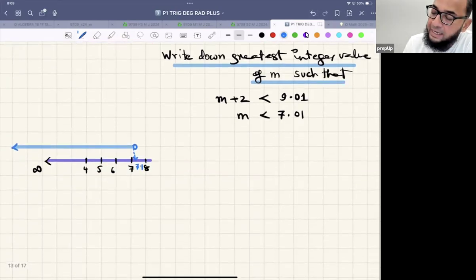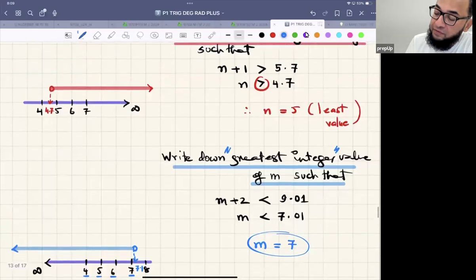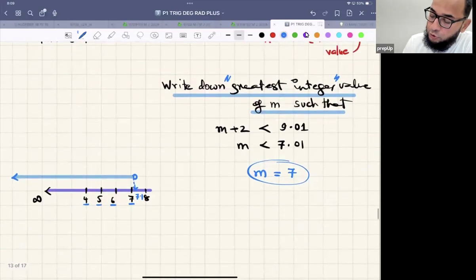Now, which are the integer values which are lesser than 7.01? We have 7, we have 6, we have 5, we have 4, we have the negative values. Which one is the greatest among them? So the greatest among them is 7. So always remember, m is equals to 7 is the greatest value.